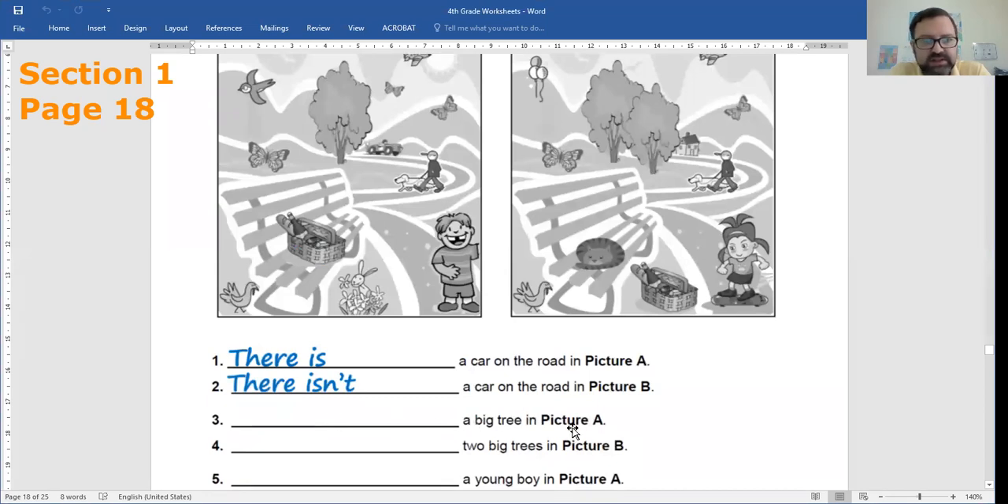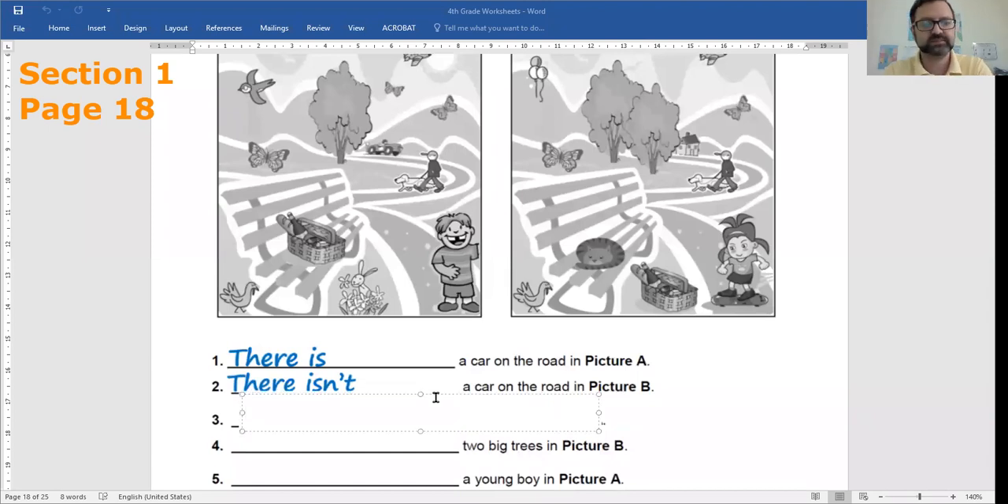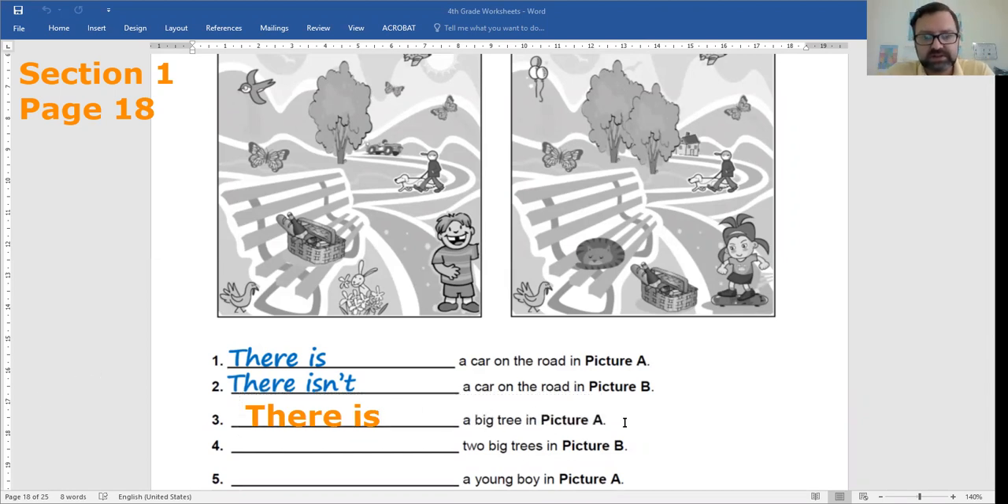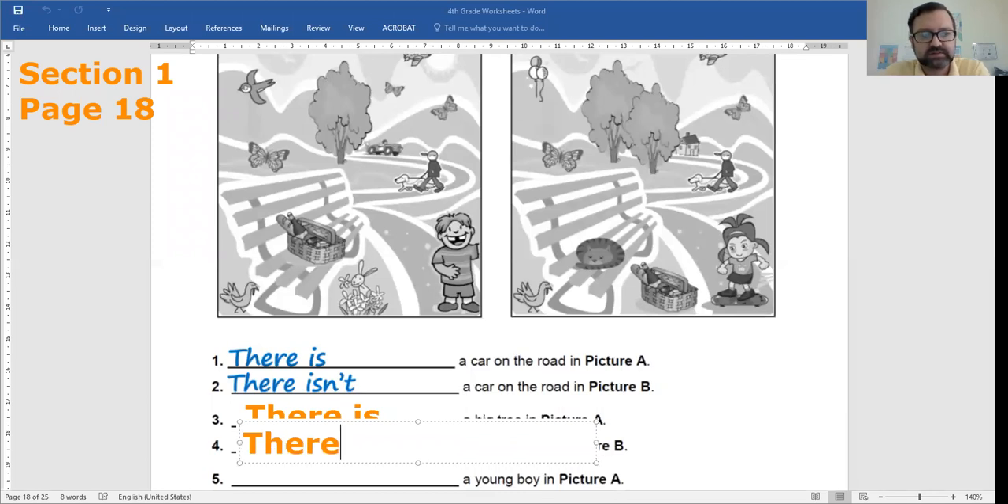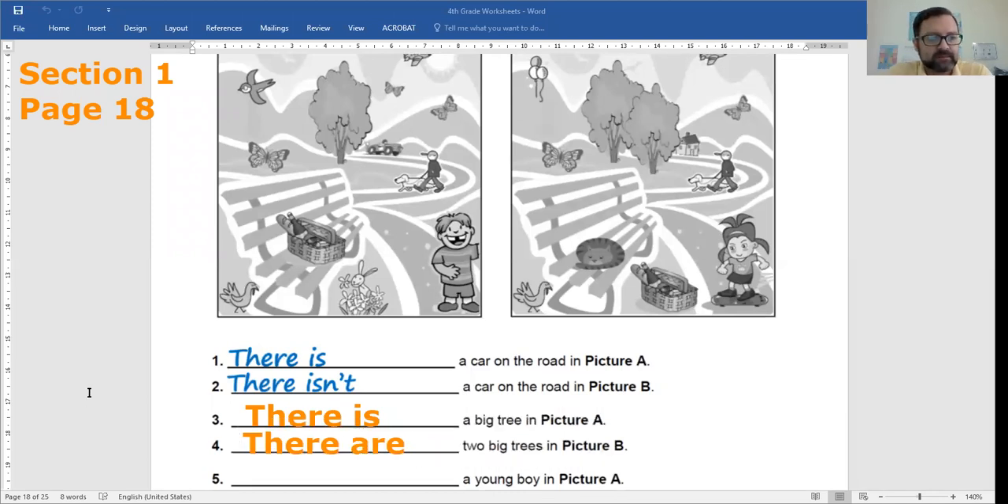Two, three, and four, all right? Blank a big tree in picture A. So I can see that there is a big tree in picture A. Let's go ahead and write that down. There is a big tree in picture A. And then let's look at picture B here. Now we have two trees. There are two big trees in picture B.